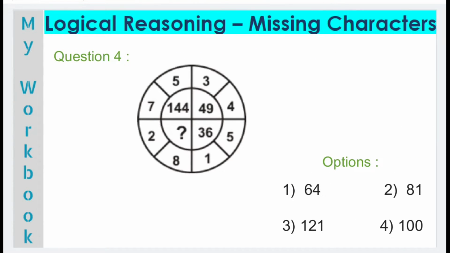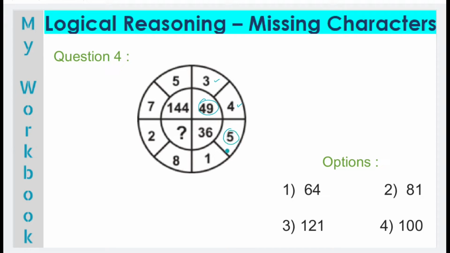Next, question number 4. It's a circular pattern. In the outer ring, we have smaller numbers, and in the inner circle, there are all perfect squares. 144 is 12 square, 49 is 7 square, 36 is 6 square, and also the options 64, 81, 121, and 100 are all perfect squares. So 49 is 7 square. 7 is obtained by adding 4 and 3, correct? 4 plus 3 is 7, and you square the 7 to get 49.